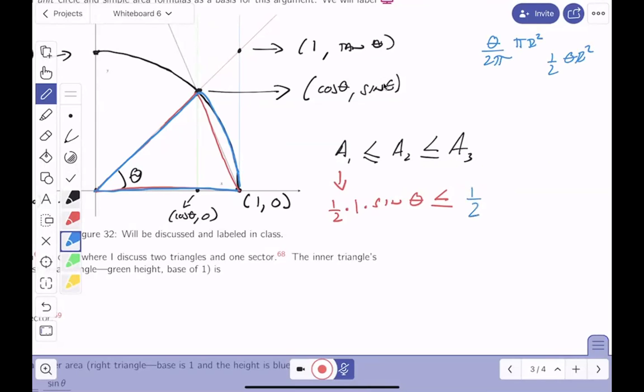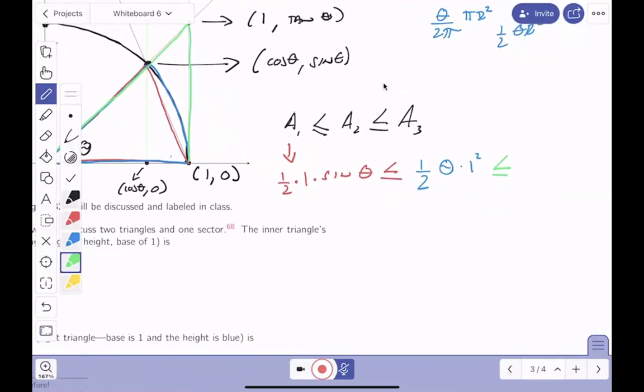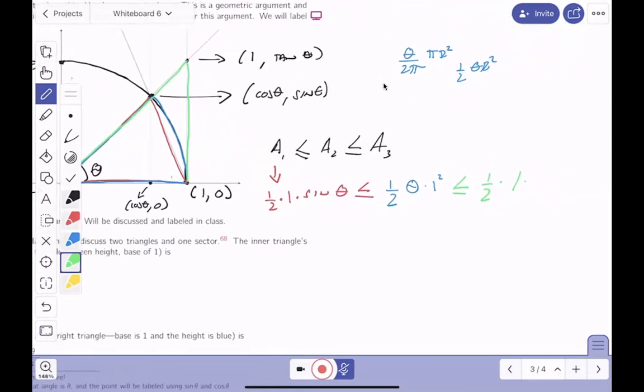1/2 theta, what's r? It's 1. We'll simplify this later. Now what I want to do is I want to get the next guy. I want to get a bigger guy. And I'm going to look at this triangle. Let's take a look at that. 1/2 times the base. Well, the base is 1. What's the height of that guy, though? Oh, it's tangent theta.